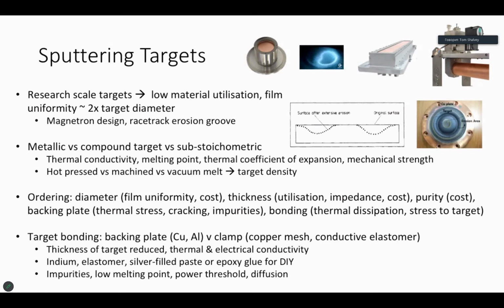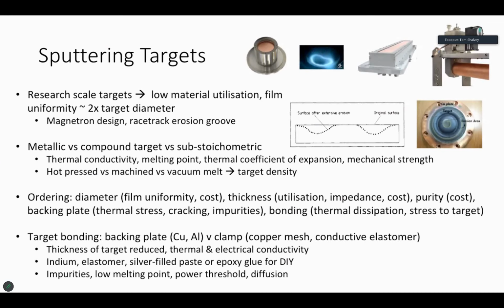In terms of your actual targets and what you're going to use, you've got a bit of a choice. If you're sputtering a metal, that's a relatively simple choice, and you're just going to have a metal target. If you want to sputter something more complex, like a quaternary material, then you have a couple of different options. Do you go for a compound target, where you have the material you want to deposit, and you essentially mix it up, grind it up and push it into a target?